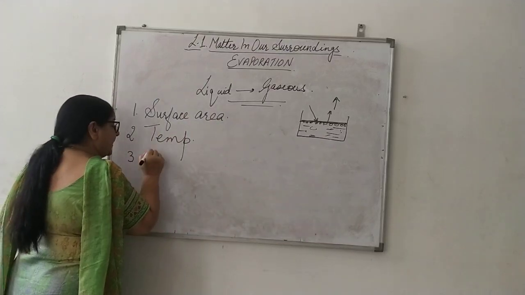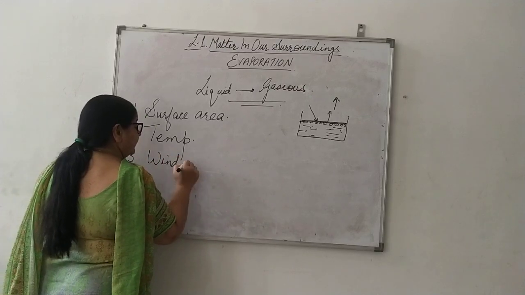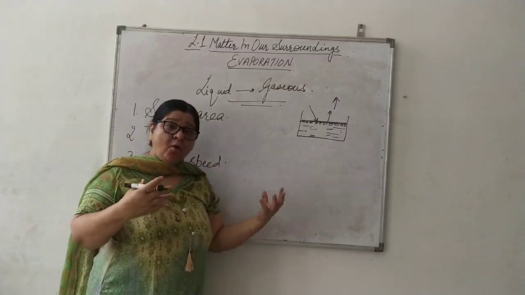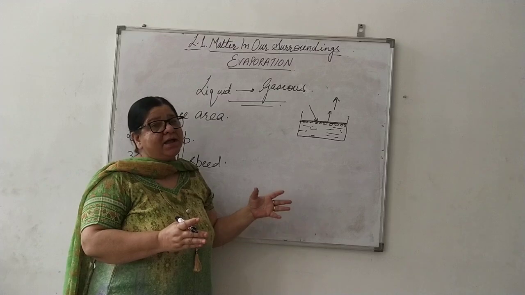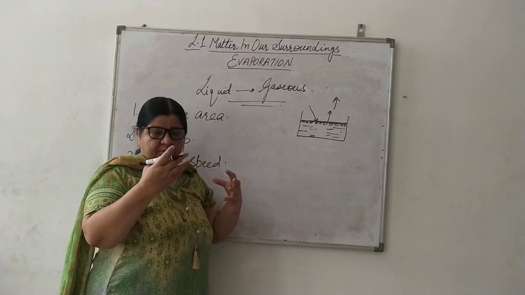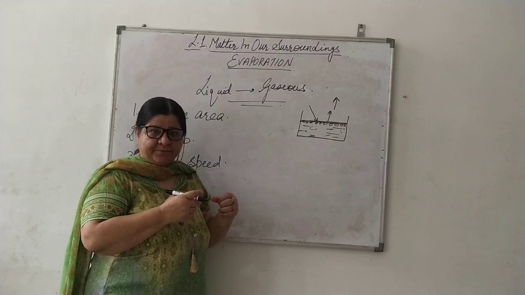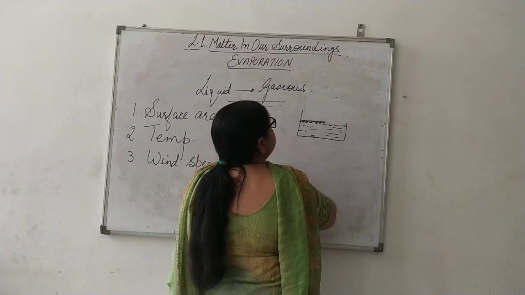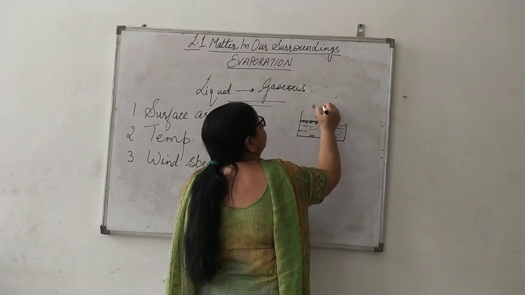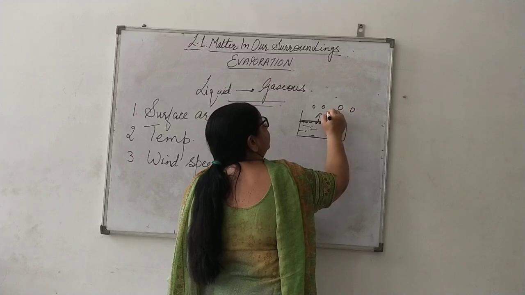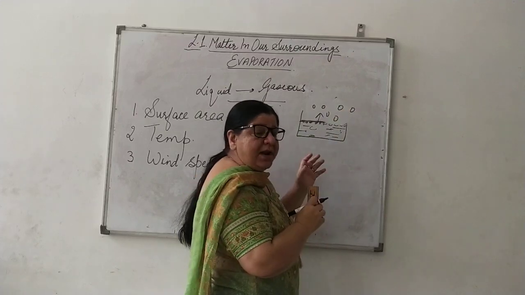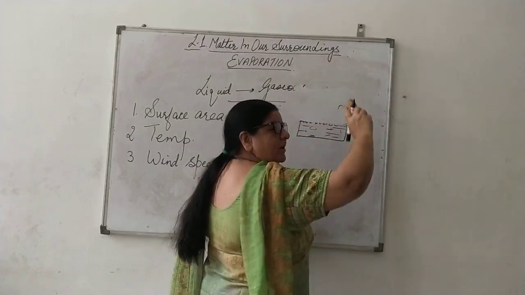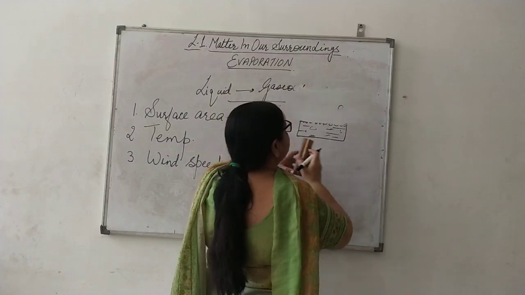Third is wind speed. Now, if the speed of the wind is more, there will be more evaporation. Right? On a windy day also, the clothes dry very fast. What happens? When these vapors are moving out, suppose they are moving out like this, what will happen? The wind, when it is blowing fast, these will be blown away along with the wind. More space will be created.